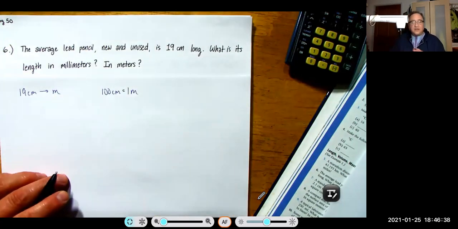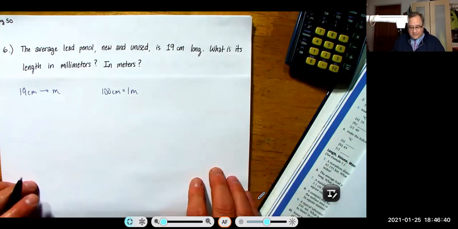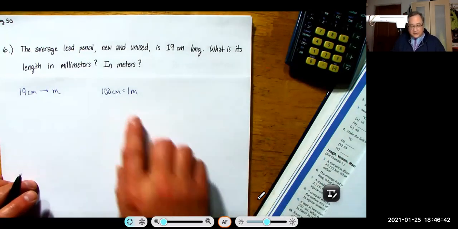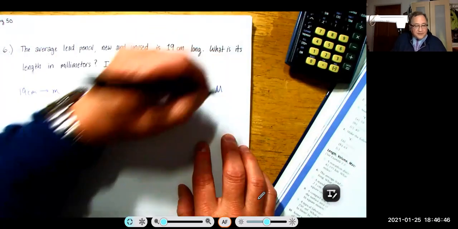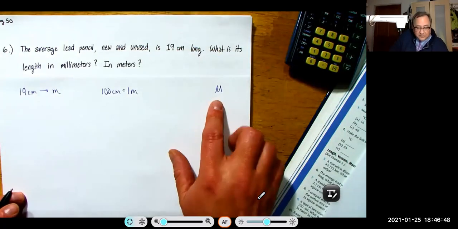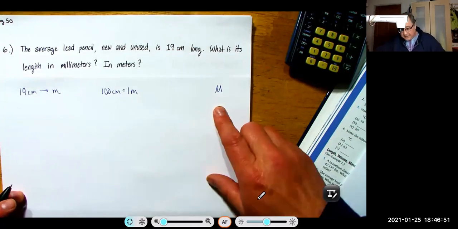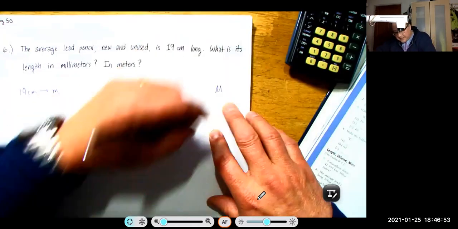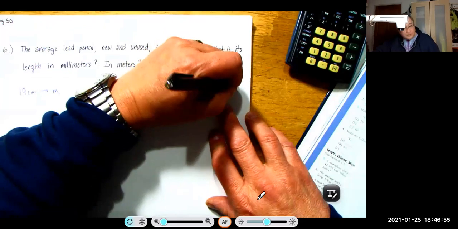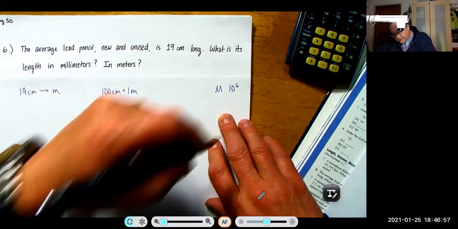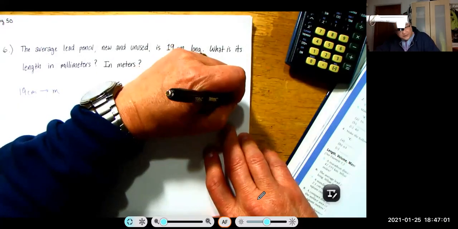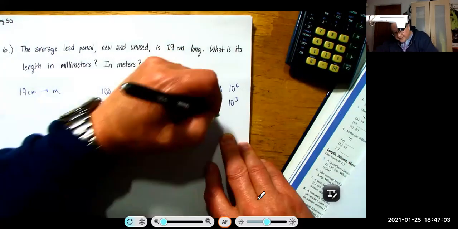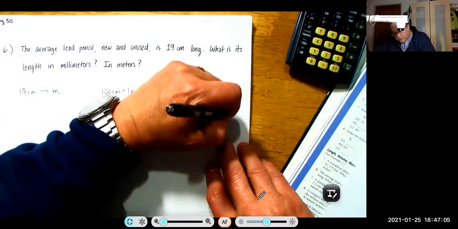But let's say you had no idea about that and you still wanted to get the conversion. Here's another way to get it. You have to memorize prefixes. I won't give you the names here. I'm just going to give you the symbol. You can look up the names. This is mega. It's 10 to the 6, which is a million. This is kilo. It's 10 to the 3rd, which is 1,000. This is deci. It's 10 to the minus 1.